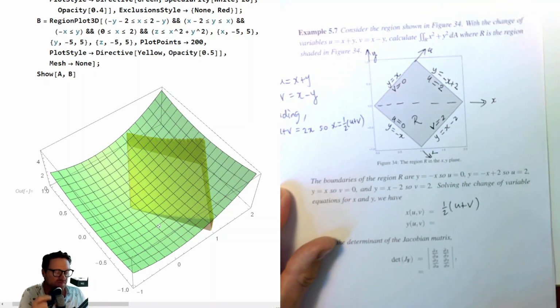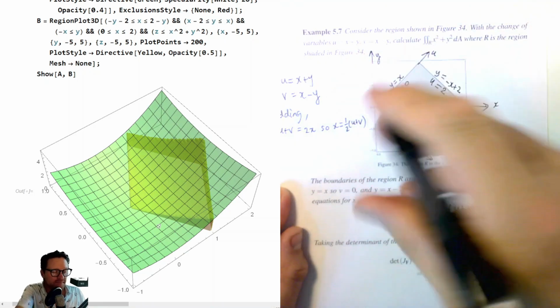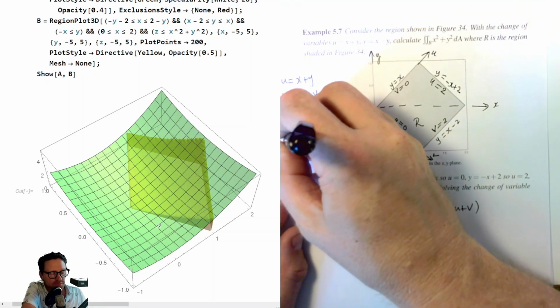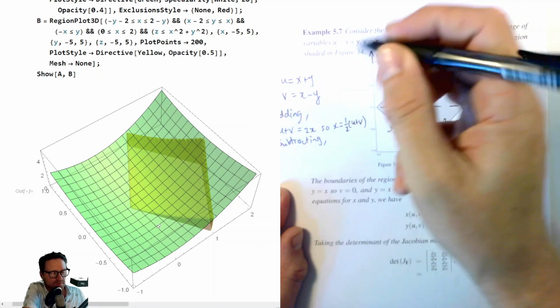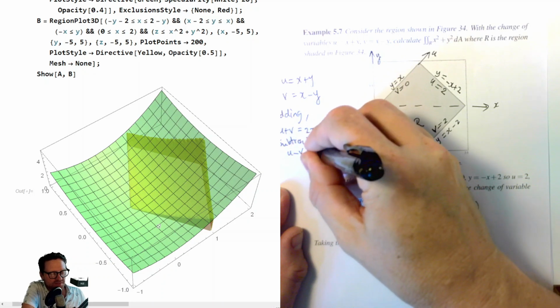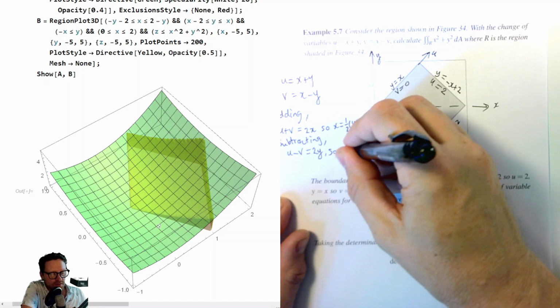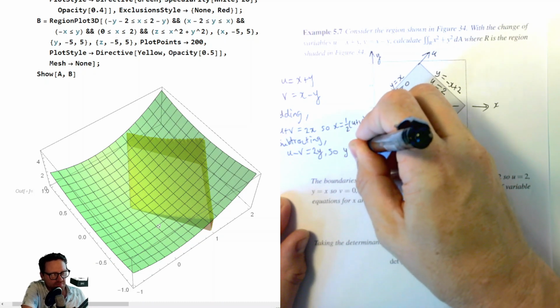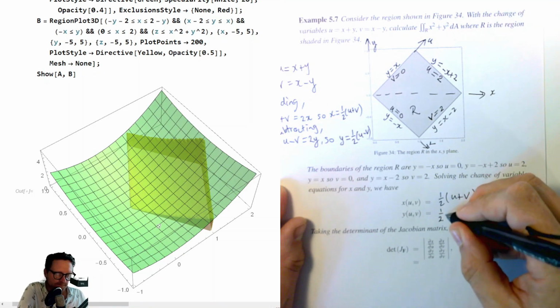All right, let's do the same thing for y. Now, to get an expression for y, we want to make the x's vanish in this. So subtracting, we have u minus v is 2y. And so y is 1/2 (u minus v). So let's write that here.